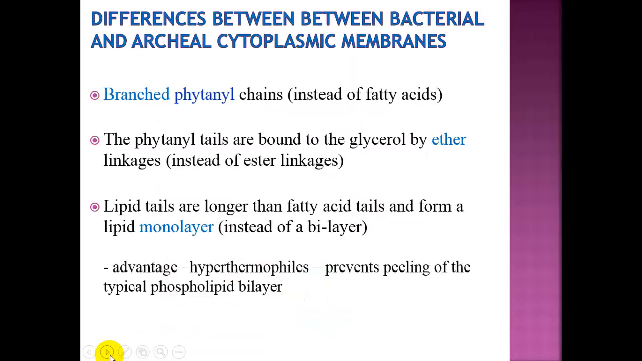Summarized here are the same observations. Archaeal cell membranes have branched phytanyl side chains instead of fatty acids. The phytanyl chains are connected to the glycerol by ether linkages instead of ester linkages. The lipid tails of the archaea are longer and form a monolayer instead of the bilayer. This has particular advantage for the archaea that are hyperthermophiles, since it prevents easy peeling of the membrane, which could easily happen for the typical bilayer of the bacteria.